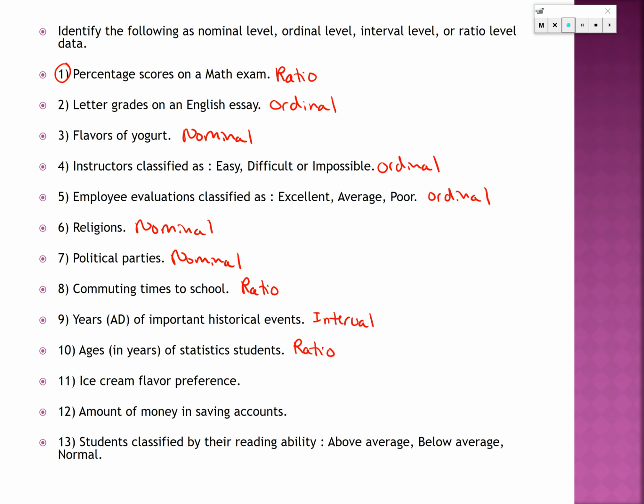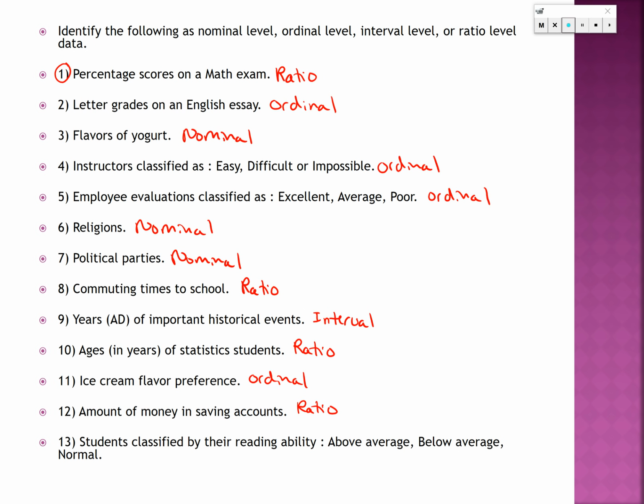Ice cream flavor preference. So if you do have a preference, you're putting your flavors in a specific order. But we can't measure the difference between those. Chocolate, vanilla, strawberry, I'm going to put them in some specific order. So I'm ordering them, so ordinal. Amount of money in a savings account. If I have $0 in my savings account, that means I have nothing there. 0 means 0. So we have ratio.